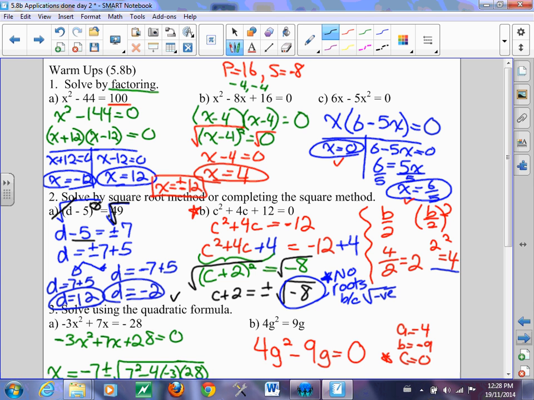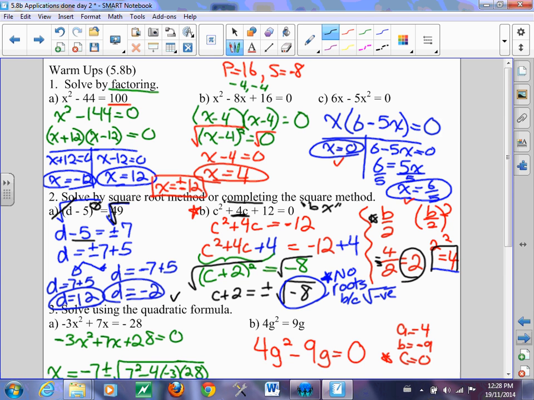Second example here, ladies and gentlemen, notice that we have a bx term, or we have two terms that have c in it, so we've got to complete the square. So that's where we complete the square here in method B. First thing you got to do is take your 12, bring it over, becomes negative. Then you're going to use your strategy, b divided by 2 equals negative 4, which equals 4 divided by 2, which equals 2. Then you square it, so 2 squared equals 4. So that's the number you're going to add to both sides.